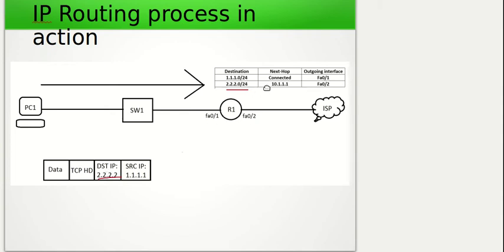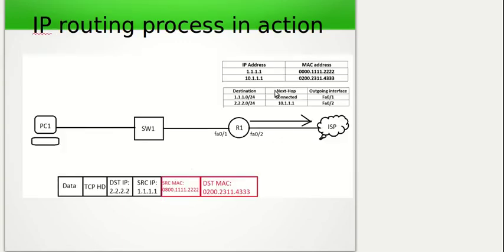So this route says that to reach 2.2.2.2, forward the packet out interface FastEthernet 0/2, this interface over here to the ISP, and forward it to the next hop of 10.1.1.1. So now that R1 has all its routing information, it knows where to send the packet, and it knows which interface to send the packet out of. Now, because that interface is an Ethernet interface, it uses Ethernet-based rules in order for two devices on that same network to be able to communicate. So the next thing R1 has to do is find out the destination MAC address of 10.1.1.1.